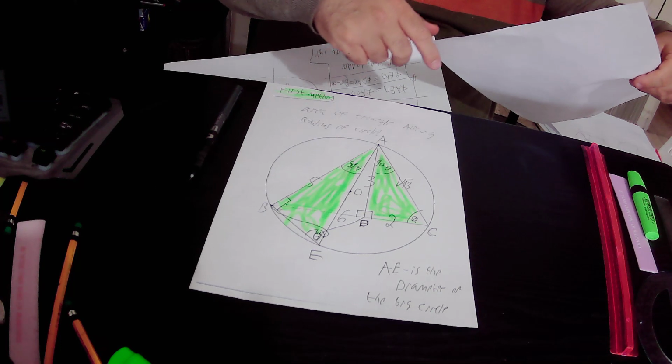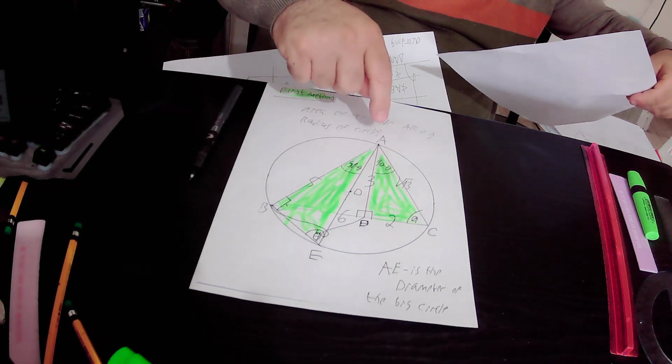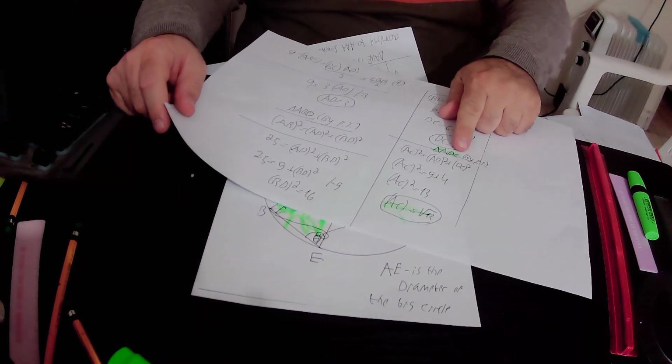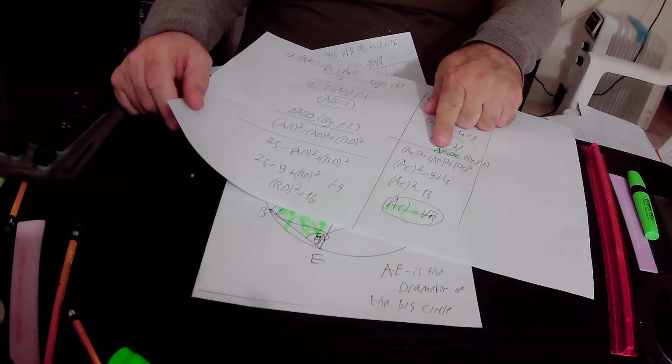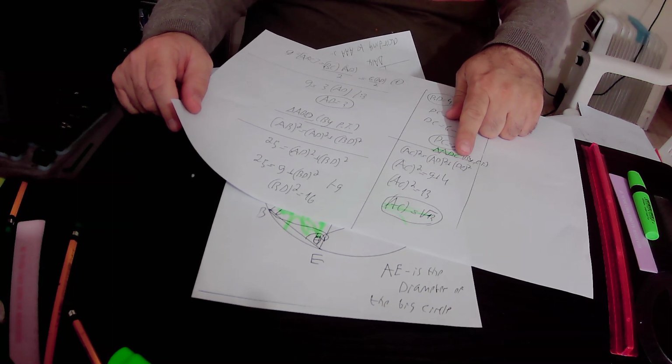That is to say, here AC squared equals AD squared plus DC squared. So AC squared equals AD squared. AD is 3, so AD squared is 3 squared, that is 9, plus DC squared. DC is 2, so DC squared is 2 squared, that is 4.